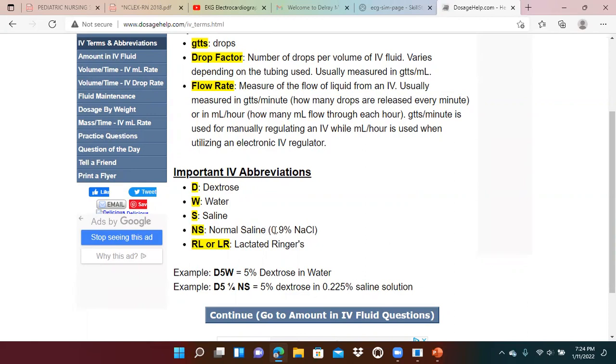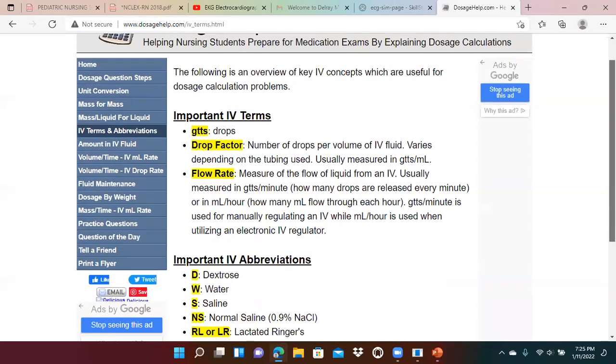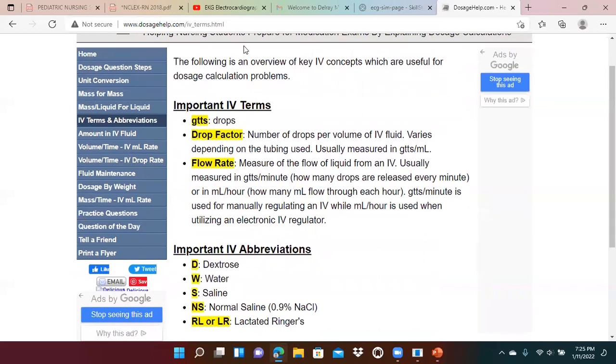Now, important abbreviations: D stands for dextrose, W for water, S for saline, N for normal saline or 0.9% normal saline. RL or LR stands for lactated Ringer's. It is a fluid used for burn patients. Example: D5W means 5% dextrose in water. D5 1/4 normal saline means 5% dextrose in 0.225% saline solution. So this is the very basic of these calculations.